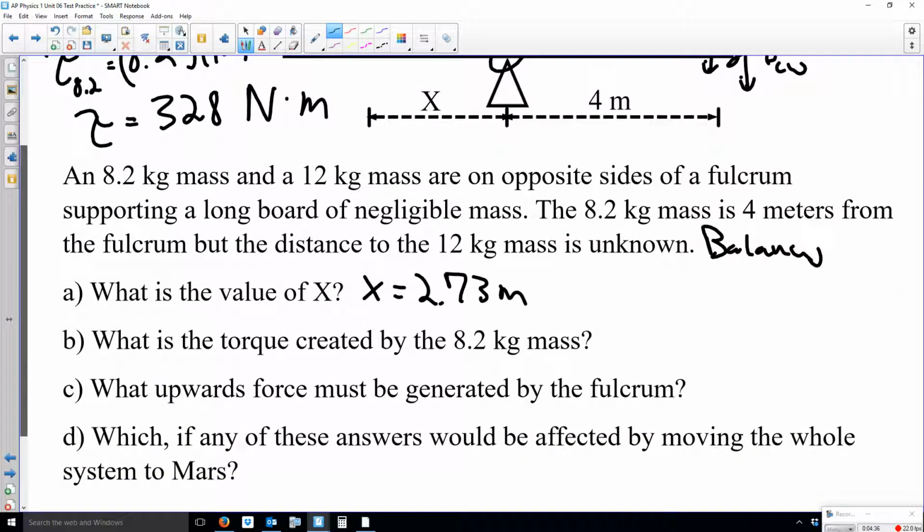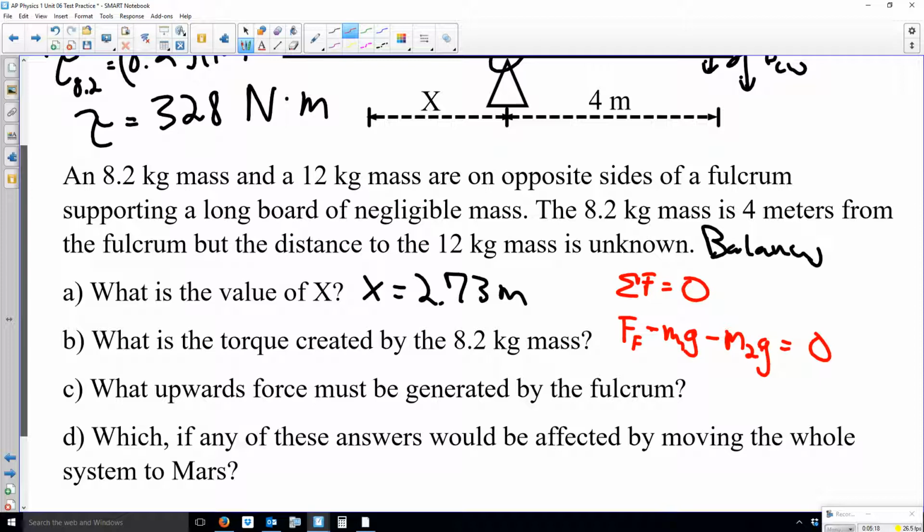So then the question is, what upwards force must be generated by the fulcrum? This is where we actually switch over to just regular net force. Because this object is not lifting up off the ground at all, or falling down, our net force, like our torque, also has to be 0. So now, instead of worrying about the torques, we just want the forces up and down. We're going to have some positive force by the fulcrum, that's the little triangle in the middle, minus the weight of the first mass minus the weight of the second mass, and that must equal 0.